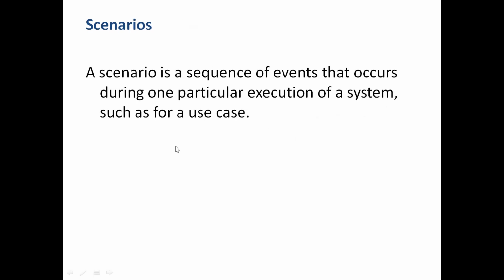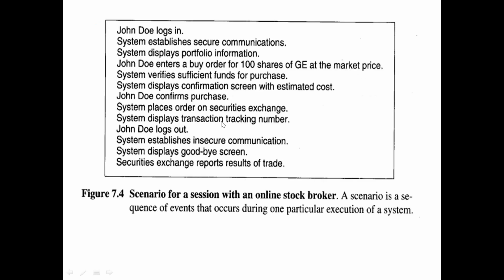It's a sequence of events that occurs during one particular execution of a system, such as for a use case. Like, see this. Okay. This is a scenario for a session with an online stockbroker, right? So what are the sequence of events that are happening during this one particular execution of the system? A person logs in, establishes secure communications, displays portfolio information, enters the order to buy shares, verifies. Okay, so you see one entire segment with all these statements being written. This is one scenario that is happening, which you have written to tell us what is the sequence of events happening, right, with respect to this use case.